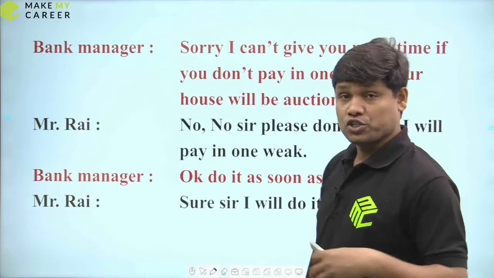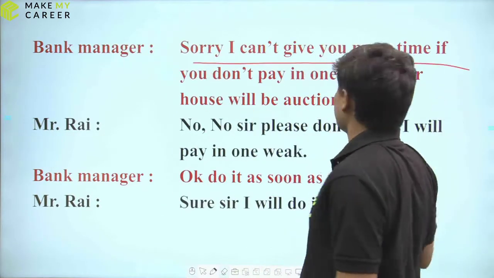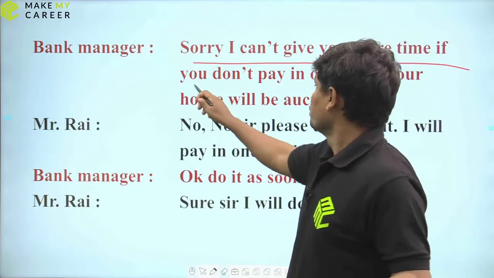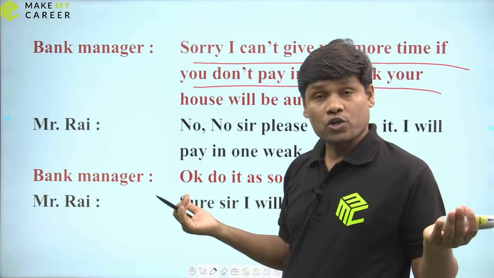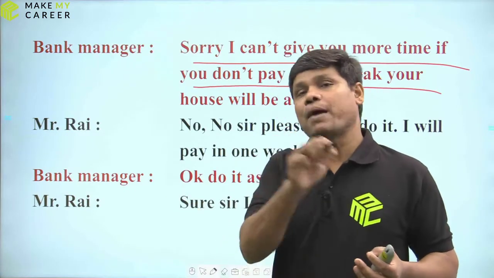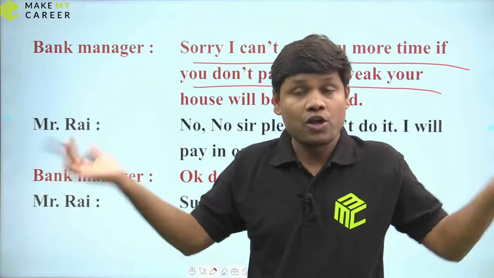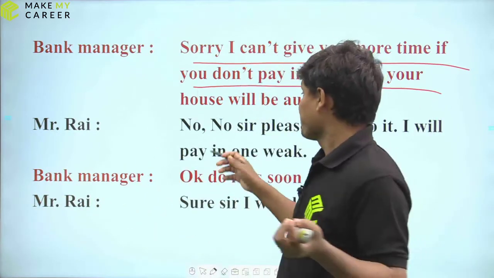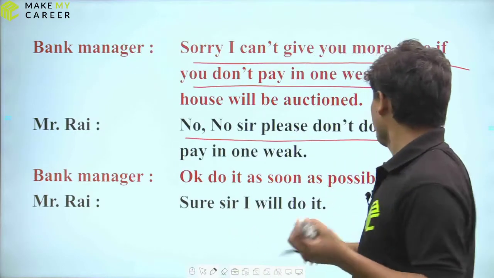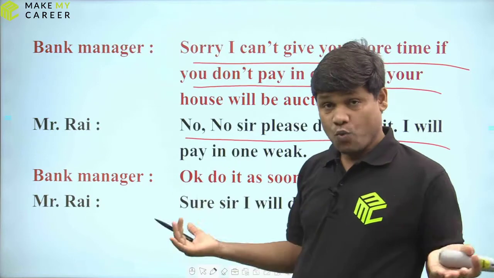Now the bank manager is very angry. Sorry, sir, I can't give you time. You don't pay. If you don't pay, your house will be auctioned. Now the bank manager says, sir, if you don't deposit the money now, your house will be auctioned. Your house will be auctioned. Auction means नीलामी हो जाना. Now my condition is worsened, okay. No, no, no, no, sir, please don't do it. I will pay you in 1 week.